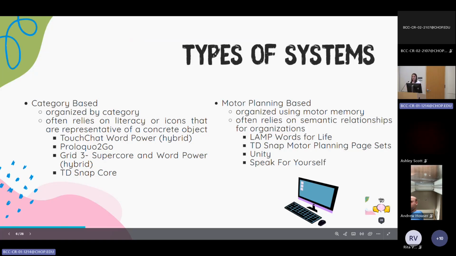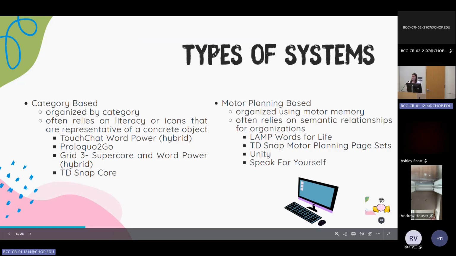And then the other types of systems are motor planning based systems. So LAMP Words for Life, TD Snap, the motor planning page sets, Unity, Speak for Yourself. These are organized using motor memory and motor planning. So what I mean by that is if you're typing on a keyboard, you don't think of each individual letter as you're typing it because you've memorized where all the letters are on the keyboard. That's motor memory, right? You've remembered it. You don't have to even think about it.